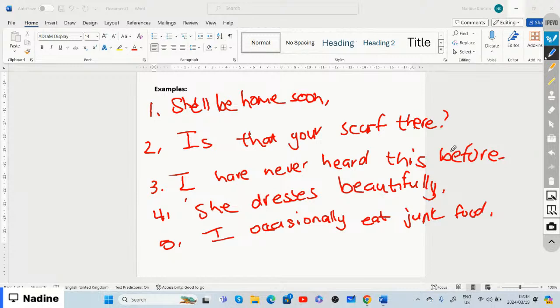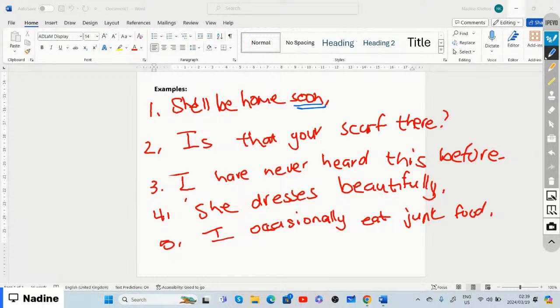All right, so basically, if we look at the first one, it basically tells us when are you going to be home? Soon, right? I'm going to be home soon. So when are you going to be home? Soon, right? So our answer is soon. Our adverb is soon.